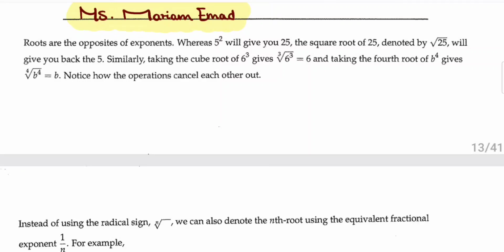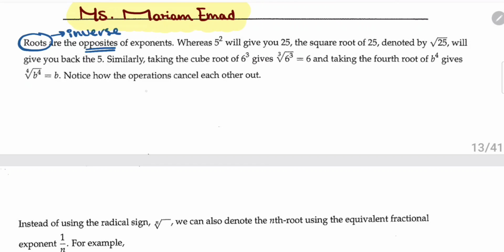I am Miss Mariam Emad, a mathematics teacher, and today we will complete exponents and radicals. So, what is the root? The root is the inverse operation, or the opposite operation, of the exponents.